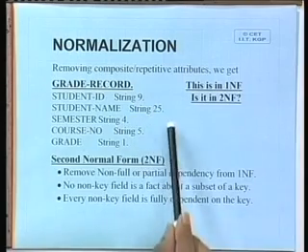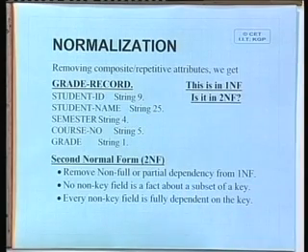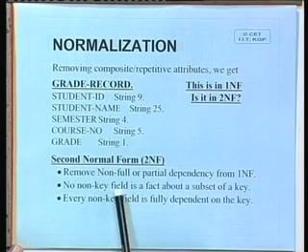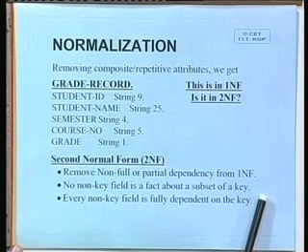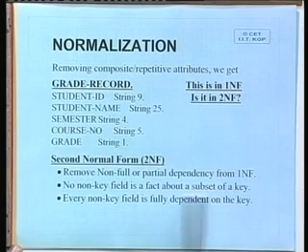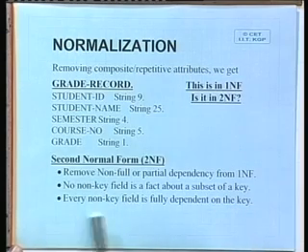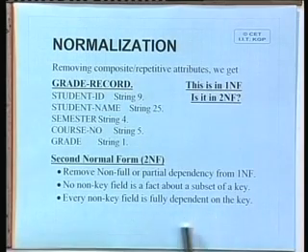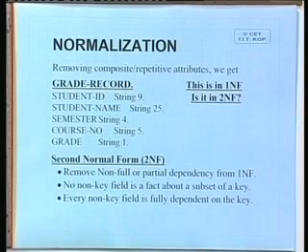Now, the question is, is it in second normal form? The second normal form requires removal of non-full or partial dependency from first normal form. That is, no non-key field should be a fact about a subset of a key. That means every non-key field should be fully dependent on the key. When we say dependent, we mean functionally dependent. Every non-key field should be fully functionally dependent on the key element.